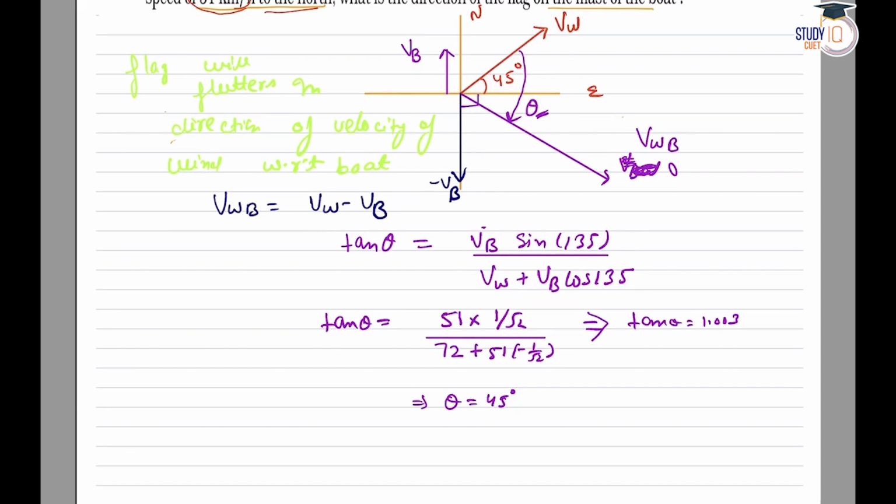So from this we can say that the velocity of wind with respect to boat is at an angle theta, that is 45 degrees, with VW. So this would be in the east direction. Velocity of wind with respect to boat is in the east direction. So we can say that the flag will flutter in the east direction.